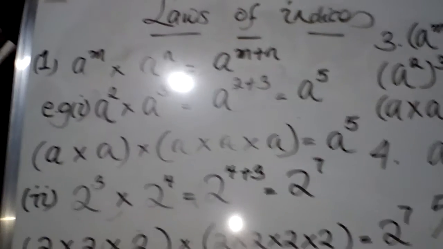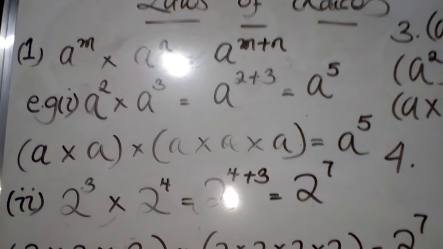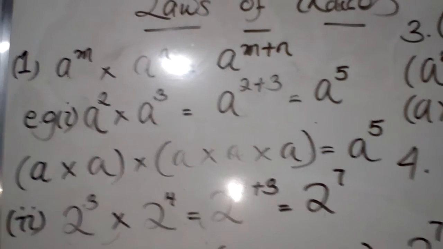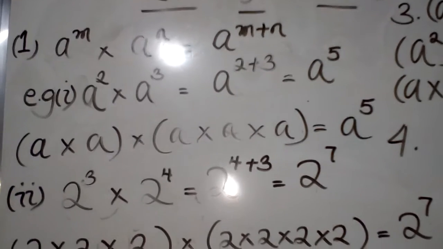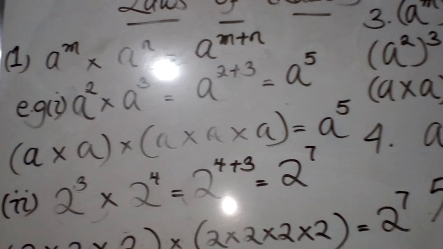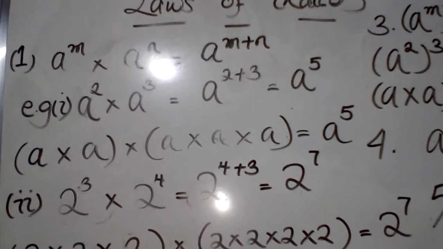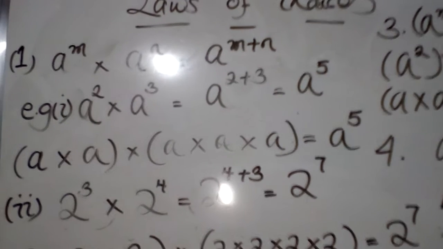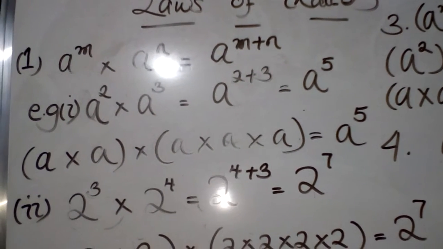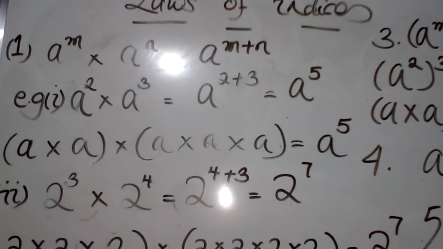So rule number one, as indicated in my video here, is that when you have a to the power m multiplied by a to the power n, the answer will be the addition of the two indices, that is m and n. So a to the power m multiplied by a to the power n becomes a to the power m plus n.